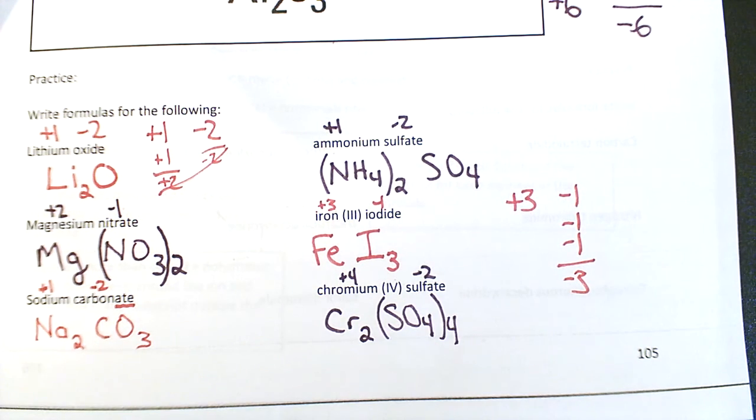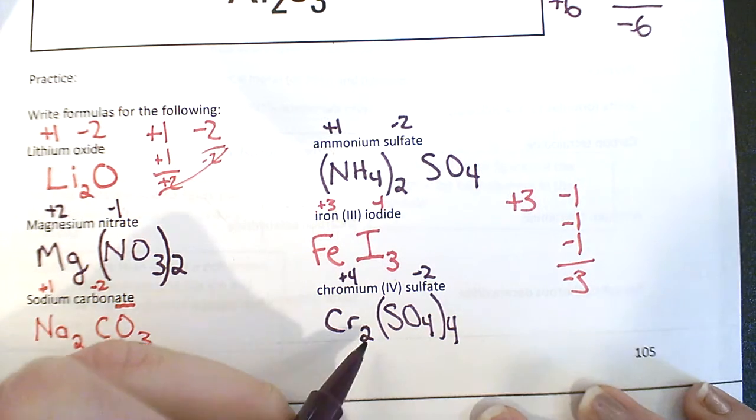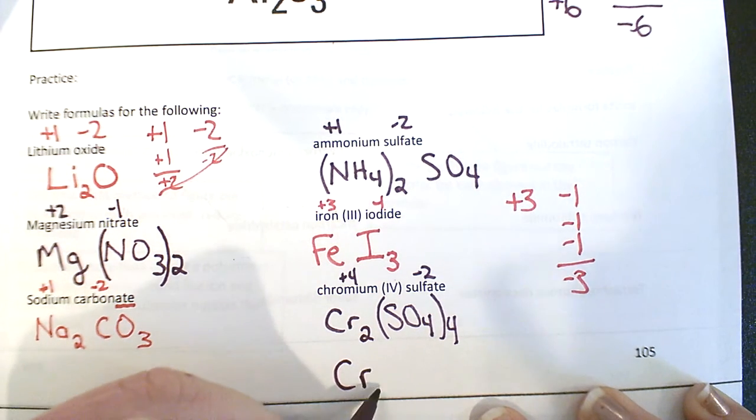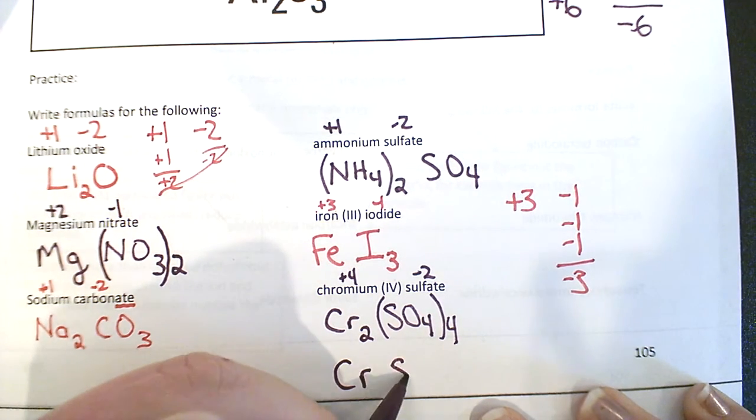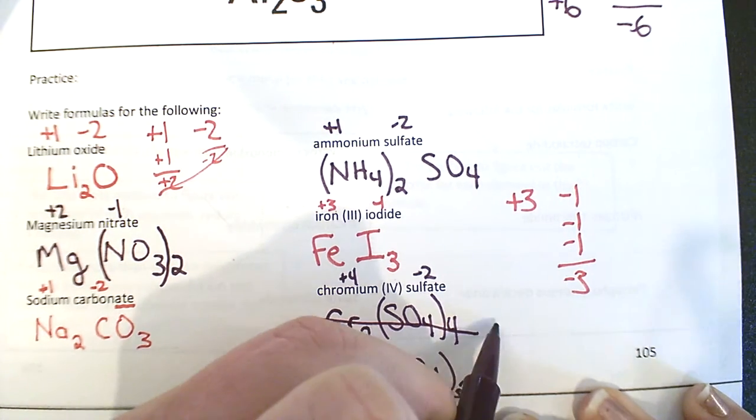So what is the matter with this equation the way we have it written right here? Okay, so this is one thing that I'm glad we have one example of. We always want to reduce our subscripts. Okay, so right now we have 2 of this one and 4 of this one. Is 2/4 a good way to write a fraction or a ratio? No, we would want to reduce that. Okay, so 2 and 4 are both divisible by 2. So instead we're going to write Cr, imaginary 1 or nothing, SO4, and I would need 2 of them.